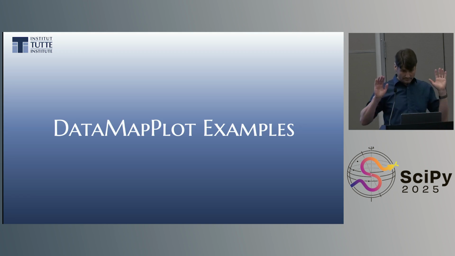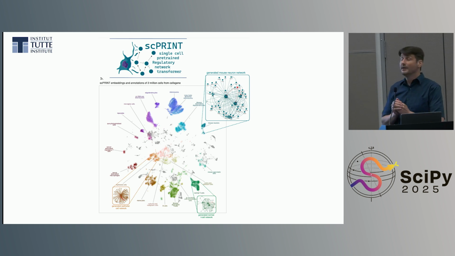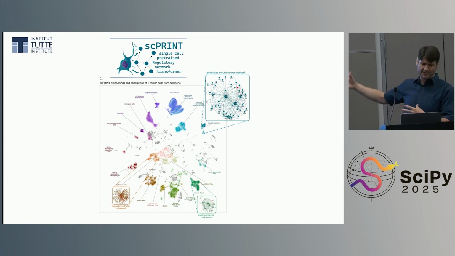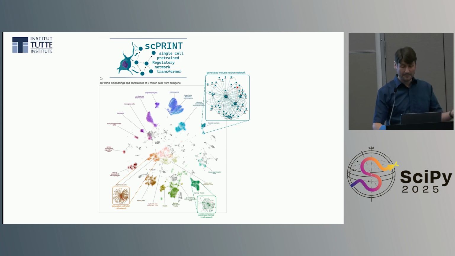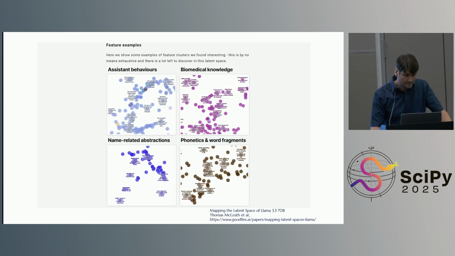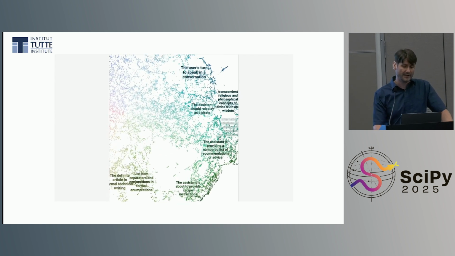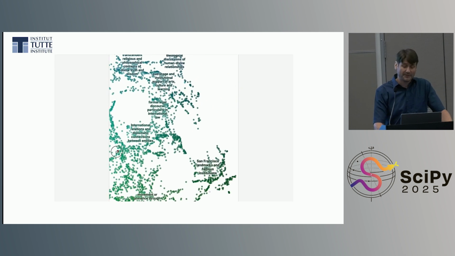Okay, so that gives you a rough idea of what DataMapPlot can do. Let's look at some actual practical examples of DataMapPlot. And I cheated because in the first examples I showed you an example that turns out was produced by DataMapPlot. The SC print paper used DataMapPlot and then used Illustrator on top of that to provide some extra plotting of the regulatory networks, but it was produced by DataMapPlot. And likewise, that Goodfire AI paper exploring the internals of Llama 3.3, their interactive example was produced with DataMapPlot internal within that paper.